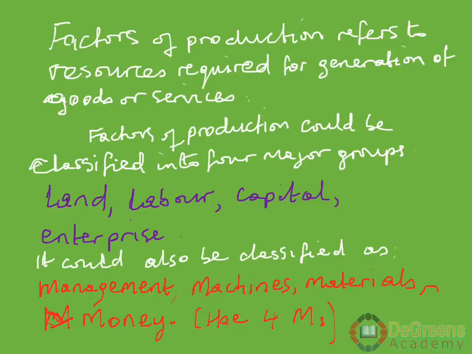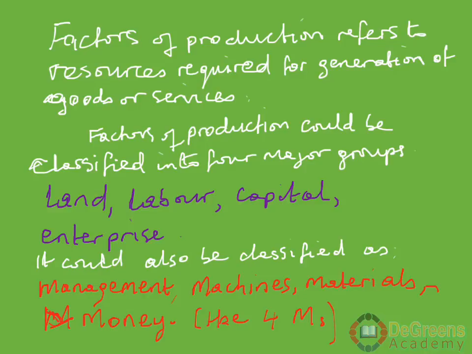So factors of production refers to resources required for generation of goods or services. So if you want to generate goods or services, we need to assemble these various factors before we would be able to produce. So we cannot just jump up and create like God created man or created the fishes. No, we have to produce, and we need to put these factors together before we produce.